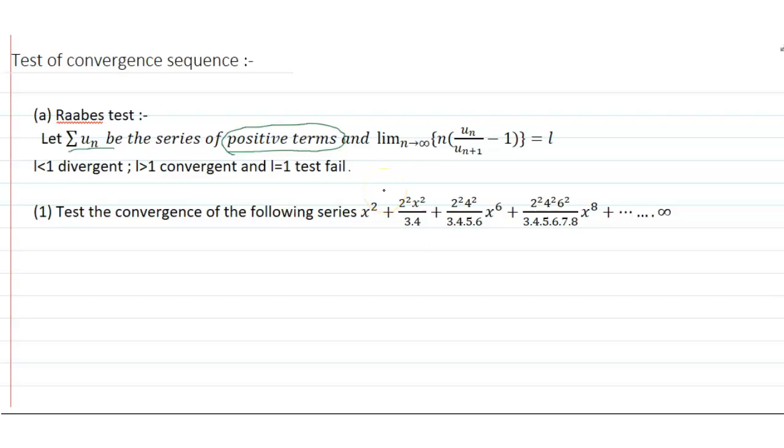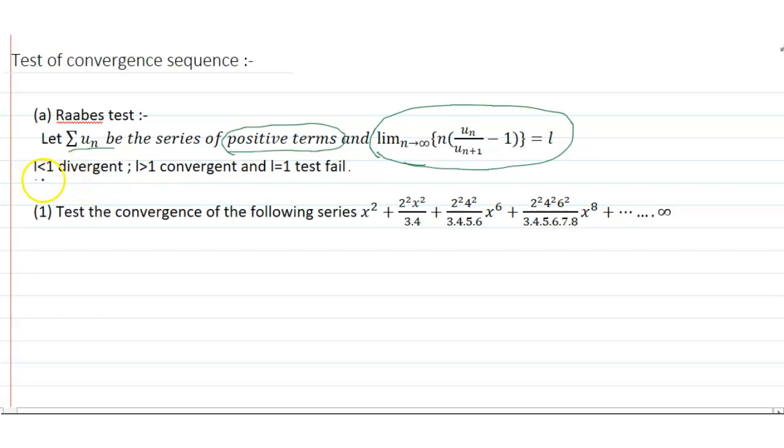Today's discussion is Raabe's test of convergent sequences. So friends, you must remember: let Un be a series of positive terms. After that, you have to remember the limit as n tends to infinity of n times (Un divided by Un plus 1 minus 1) equals L.